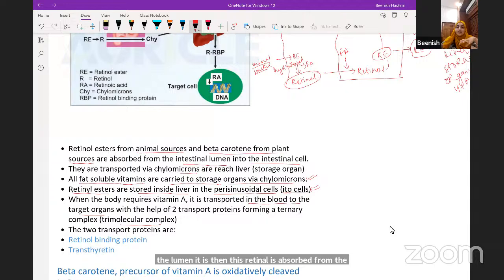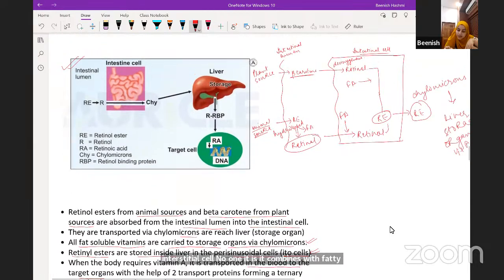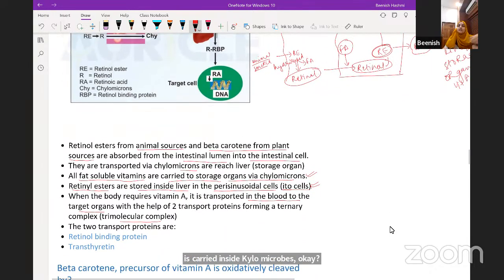There again in the intestinal cell, your retinol combines with fatty acid to form retinol ester. And now this retinol ester is carried inside chylomicrons. Now what happens? This chylomicron reaches your liver.